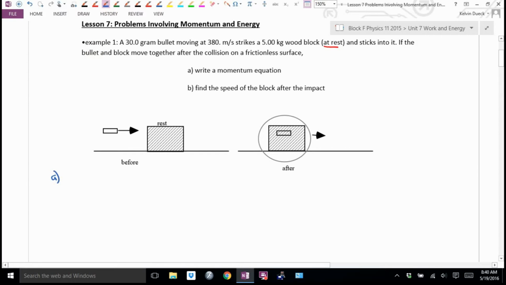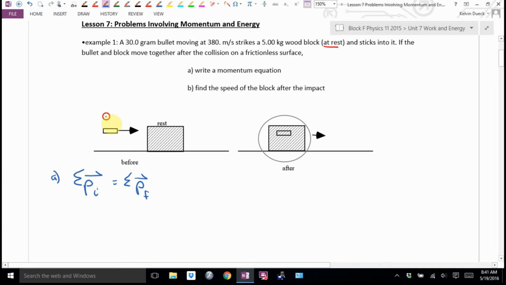Is there a collision? Yes. This is a job for conservation of momentum. If you really wanted to argue with me, you could say the momentum equation was the sum of all the momentum before equals the sum of all the momentum after. And I would accept that as your momentum equation technically, although we're going to break it down a little further.